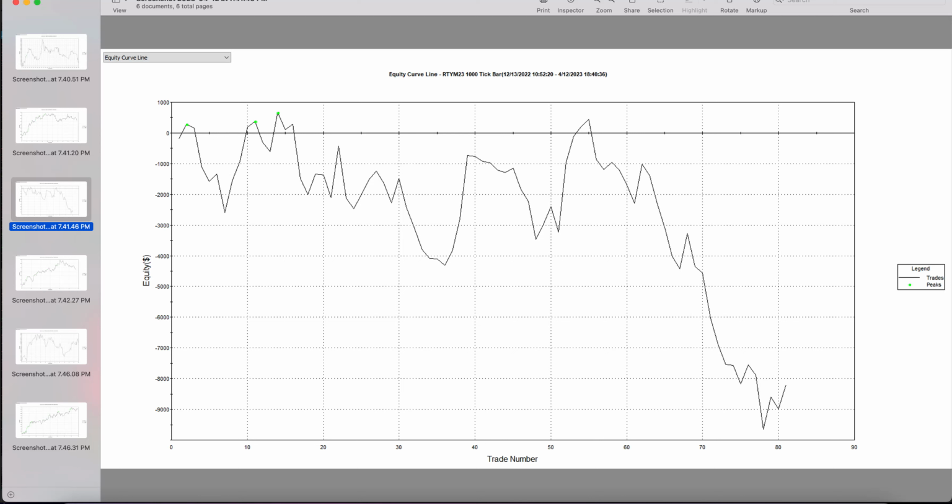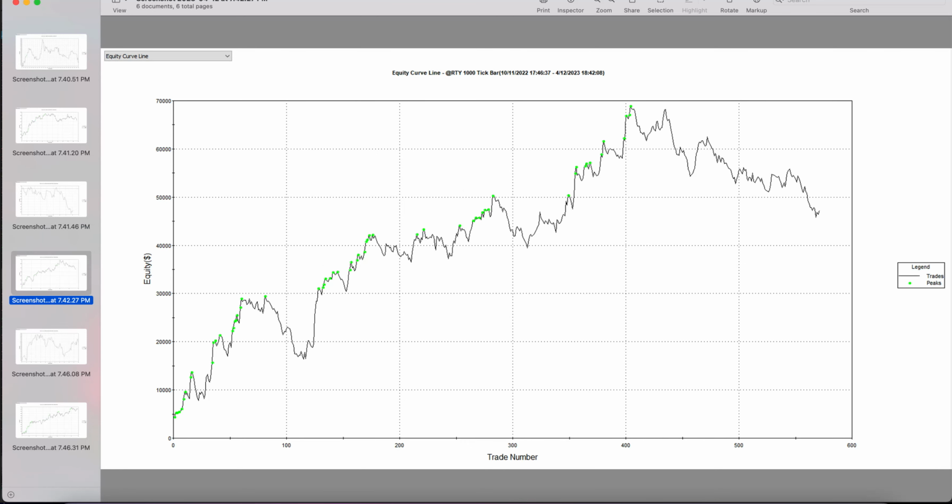This is the Russell, and it took a big poop today, and that's again on the longer context. Yeah, I was really hoping it was going to bounce from this level, just because that's the old level it came from. And again, this is equity. It's not actually what the prices are doing. It's what's happening to your equity when the prices do what they do.